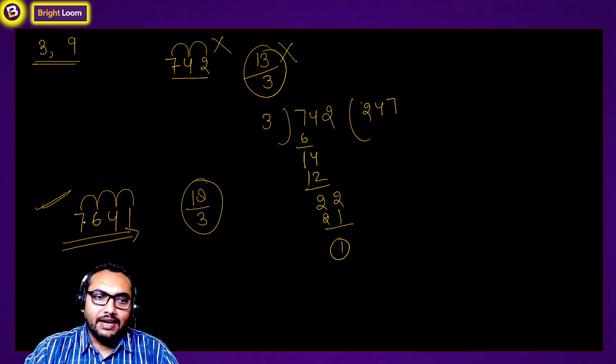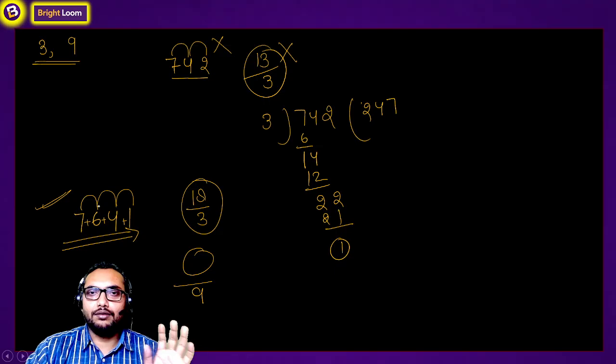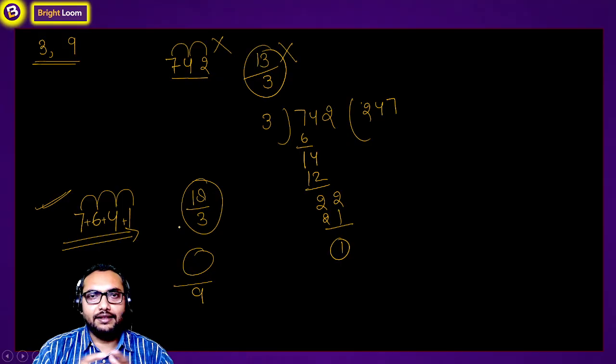I need to add all the digits, and if the sum of all the digits is completely divisible by 9, it means the number is also divisible by 9, right? Basically, why are we following this pattern? Why are we adding the digits here?